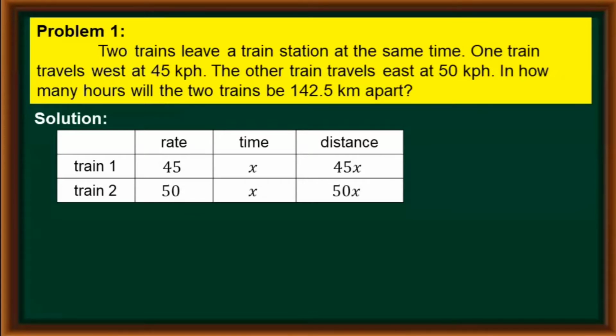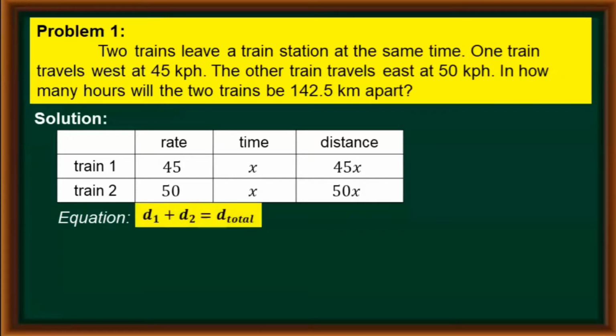After completing our table, we can now create our equation. Going back to our problem, notice that the two trains are traveling in opposite directions. One is traveling towards west, and the other one is traveling towards east. So it means that we need to use equation number 1 that we have presented earlier.